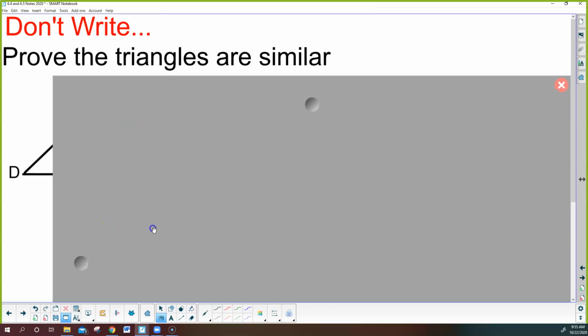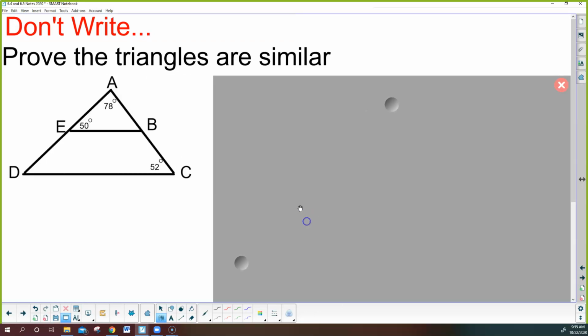But here's my goal. Prove the triangles are similar. Now, notice the first question is, do you see both triangles? Because that's a skill in its own right. You have 2 triangles here. You've got the small one, and then you've got the larger one. There we go.